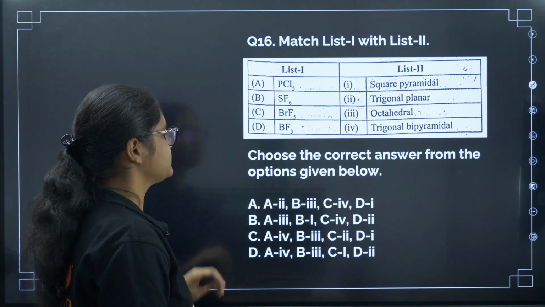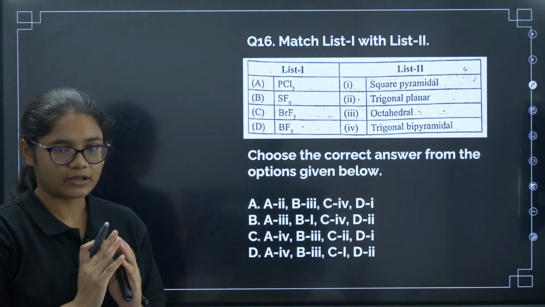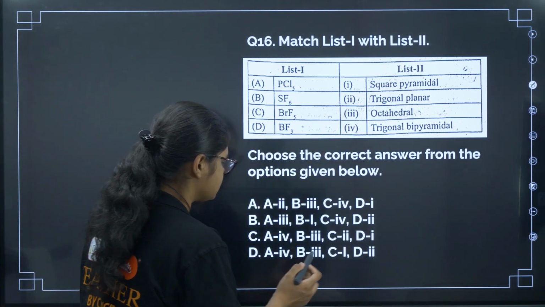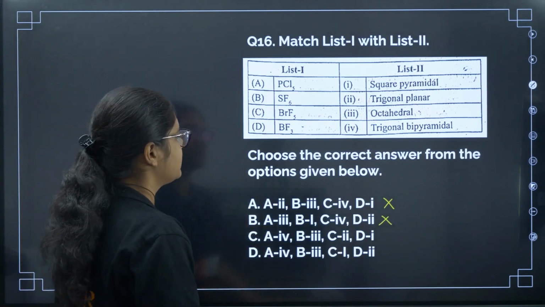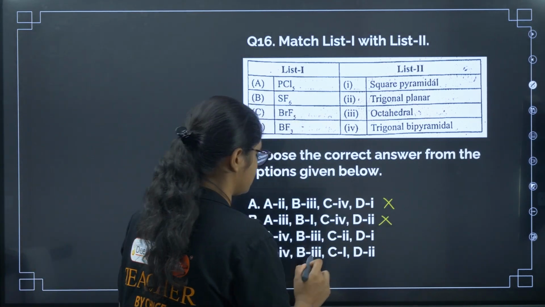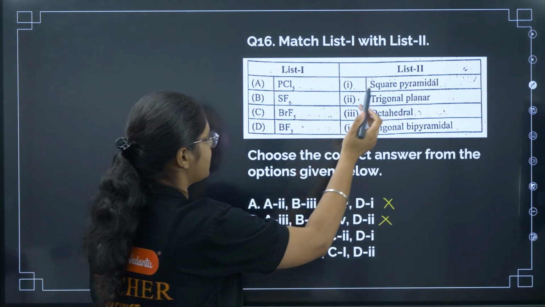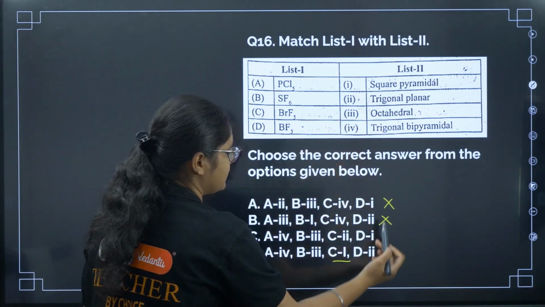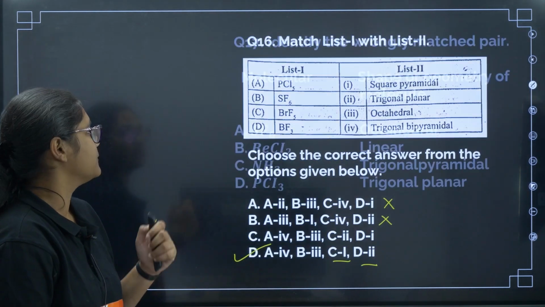Next, this is a very easy question. PCl5, you have to just match them. PCl5 is trigonal bipyramidal, so A is 4. We can eliminate these two options. SF6 is octahedral, so B is 3. BrF5, 7 electrons and then 5 bonds, so it will be square pyramidal, so C is 1. And D, BF3 is trigonal planar, D is 2. So the correct answer for this question is option number D.